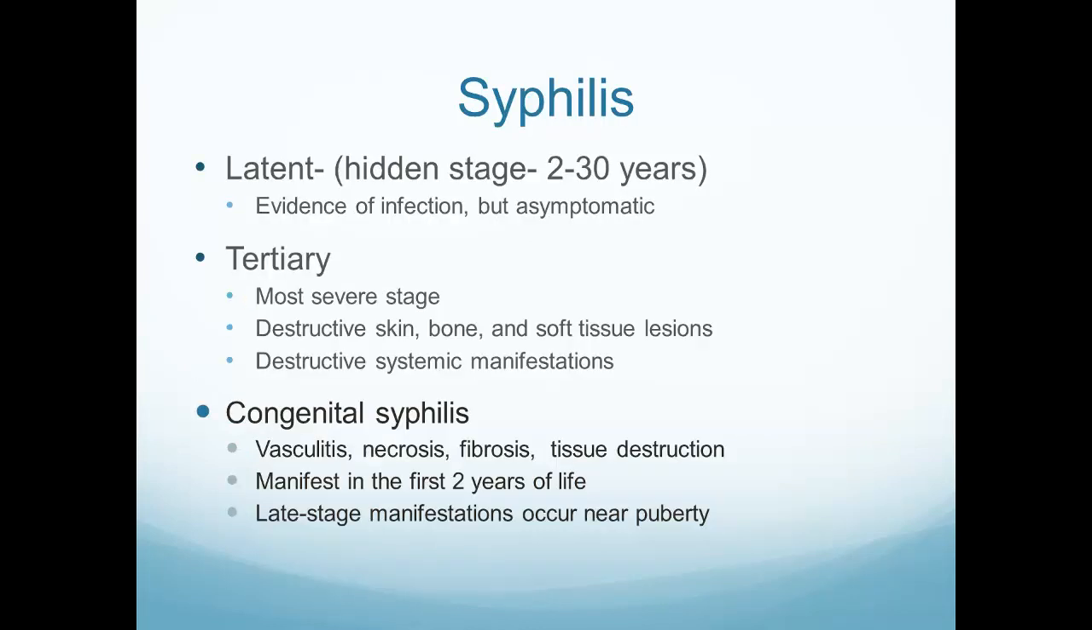The phases of syphilis: there's this latent hidden stage where there's evidence of infection, but the patient's basically asymptomatic, so the patient may just kind of ignore it. Then there's the tertiary stage. This is the most severe stage, where we're getting lots of lesions and destruction of tissues. And then there's the congenital syphilis, where the patient is having some additional tissue destruction and can manifest in the first 2 years of life. This is something that the patient is receiving from their mother.